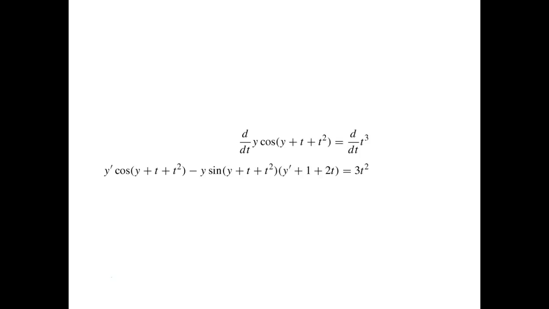t cubed. And the product rule, again, this is maybe a little neater than my writing, but it's the same thing. This is a product of two functions, y times the cosine function. So take the derivative of the first, y prime, times the cosine, just like it sits. And then it's normally a plus y times the derivative of cosine, but the derivative of cosine is minus sine of all that. But then you've got the derivative of what's on the inside, chain rule, and that gives you y prime plus 1 plus 2t. Okay? And the derivative on the other side is 2t squared.